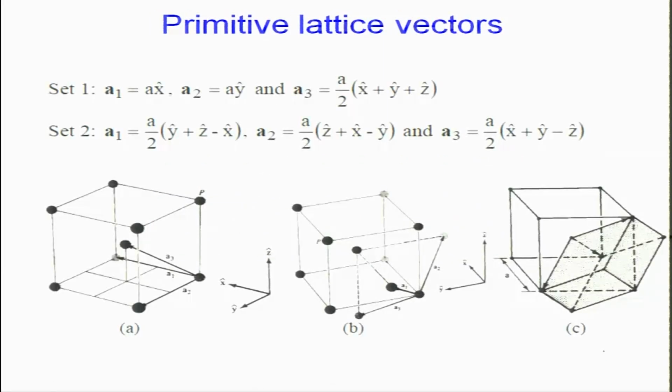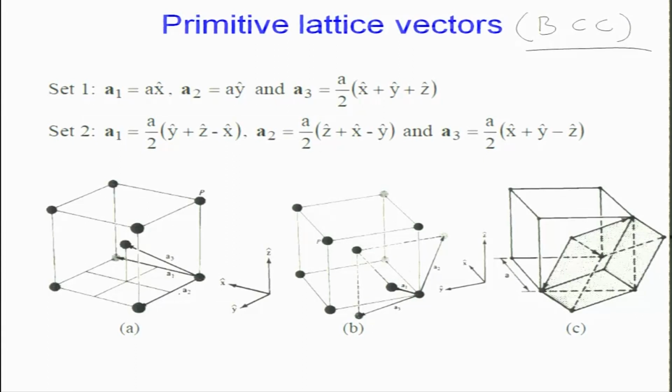In BCC, for example, this is a case of a BCC lattice. In the case of BCC, I have given you 2 choices. The first set is: A1 vector could be a x hat, A2 could be a y hat, and A3 can be a by 2 times (x hat plus y hat plus z hat), which means this is A1, this is A2 here, and this is A3.